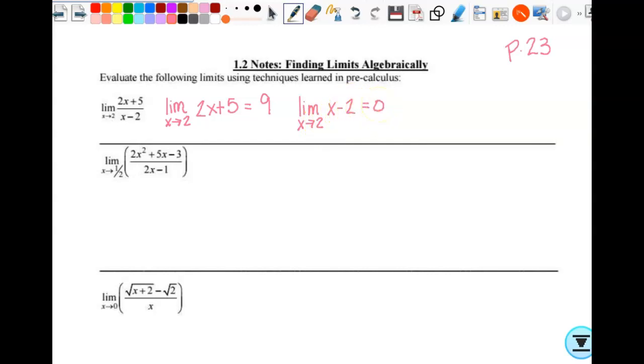So we find the limits independently, okay? And that's one of the things that has to be shown in your work, right? That's one of the things College Board's looking for. Like, you found this is the value, you found this is the value. And so the limit of this is just this limit over this limit, so I have 9 over 0. 9 over 0 is undefined, right? So that's not really a number. So my answer is does not exist. Okay?